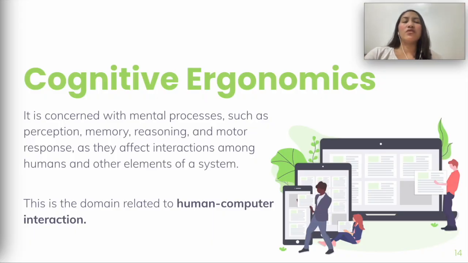Now let's proceed to the next domain of ergonomics, and that is cognitive ergonomics. Cognitive ergonomics is concerned with mental processes such as perception, memory, reasoning, and motor response as they affect interactions among humans and other elements of a system. This is the domain related to human-computer interaction.